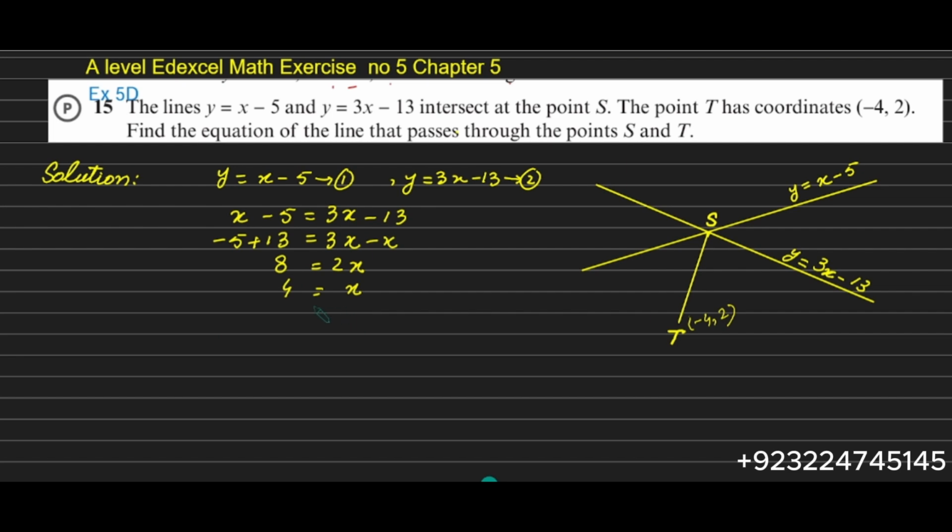Now we replace the value of x in equation 1. For x equal to 4, in equation 1, we get the value of y. Y equal to, in place of x, we will write 4 minus 5. Then the value of y will be minus 1. So the coordinate of point S will be here x is 4 and y is minus 1.